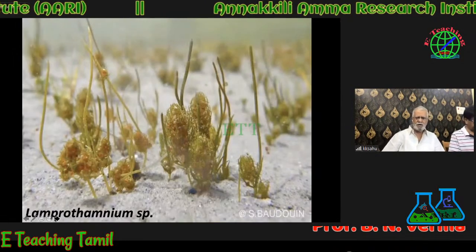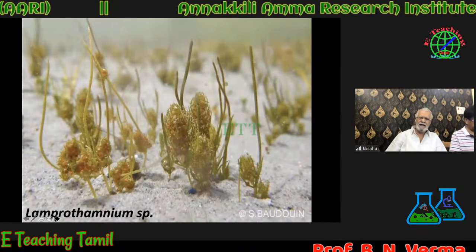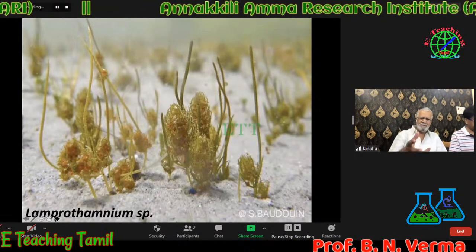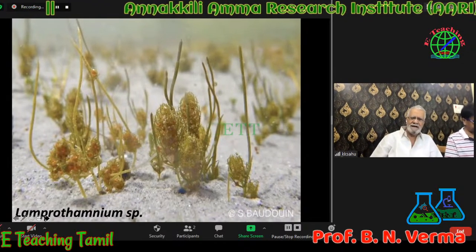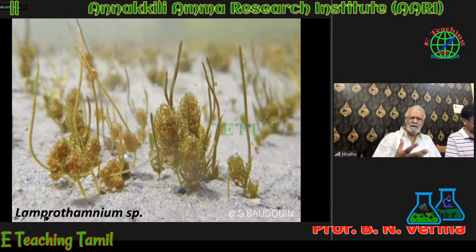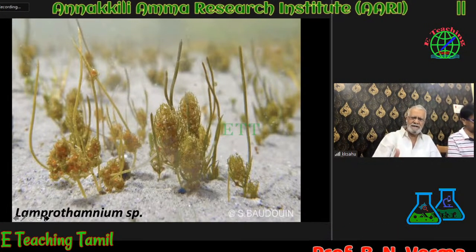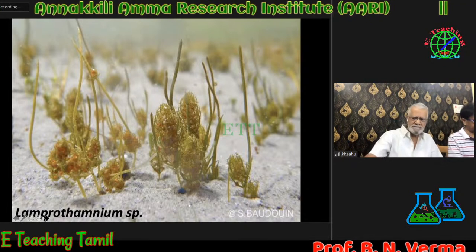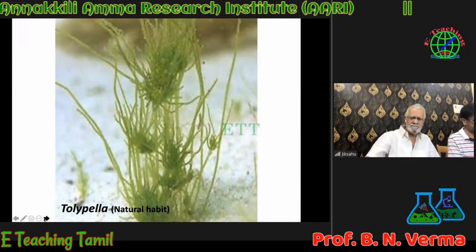This is about Tolypella, how beautifully it appears in the aquatic habitat. You can see very good growth and ornamental appearance. It always grows in fresh water, and you can see very clear-cut organization of the thallus deep in the water. This is again Tolypella.